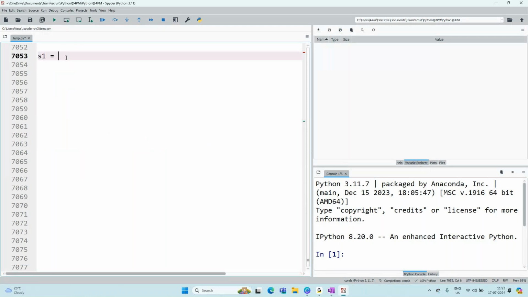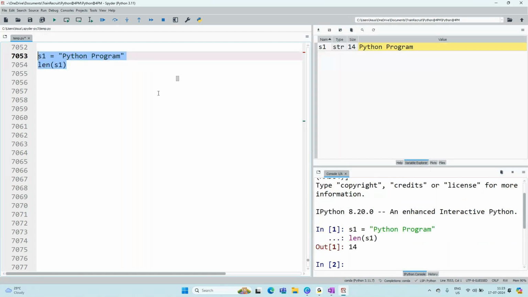So S1 is equal to Python program. Here you are able to count, but in real time, there may be paragraphs. At that time, will you count? No. You need to have some function. So what is that function? That function is nothing but len. What will len tell you? Len will tell you the total length of the str.